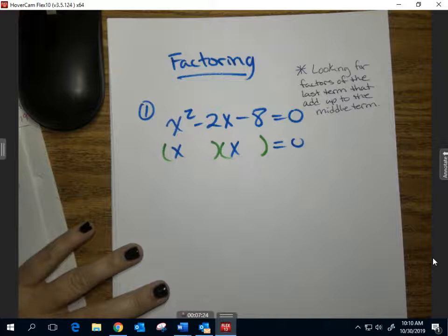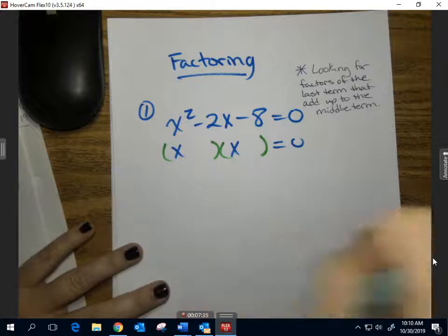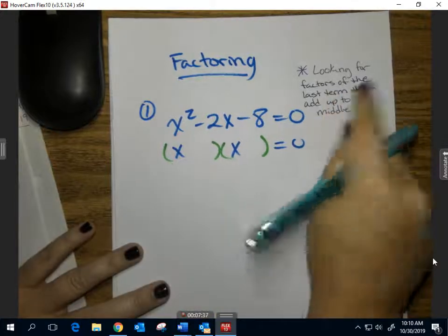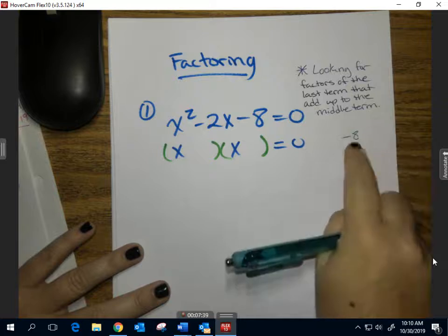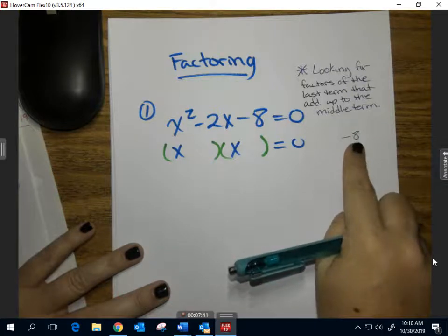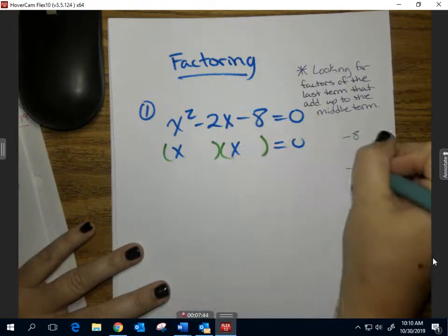Okay? You only get to do this when your leading coefficient is 1. It's that easy. And you're like, Miss Sullivan, that's not that easy. Alright, so our last term is negative 8, and we're looking for numbers that multiply to give us this, but add up to negative 2.